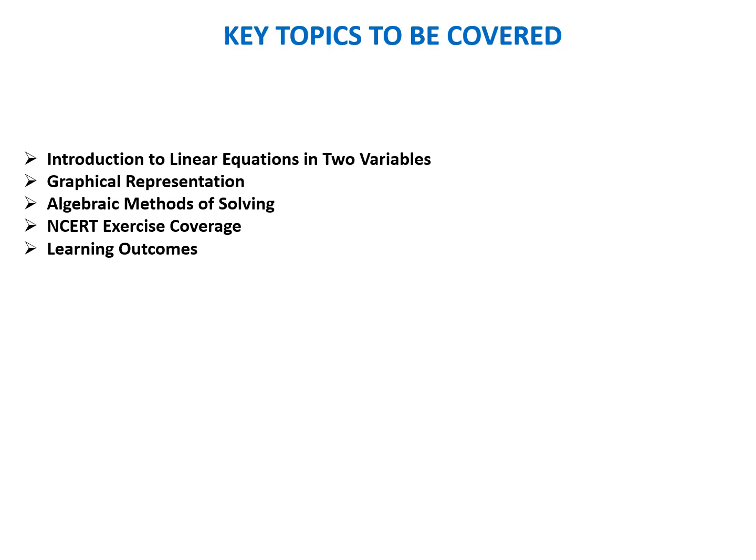Okay, so the key topics that we're going to cover in this chapter are: a quick understanding of the concept of linear equations in two variables; how the graphical representation of these linear equations can be done and how we can solve a pair of linear equations with the help of a graph; and the algebraic methods of solving, which include the two basic methods, the substitution method and the elimination method. And then we'll cover all the NCERT exercise questions.